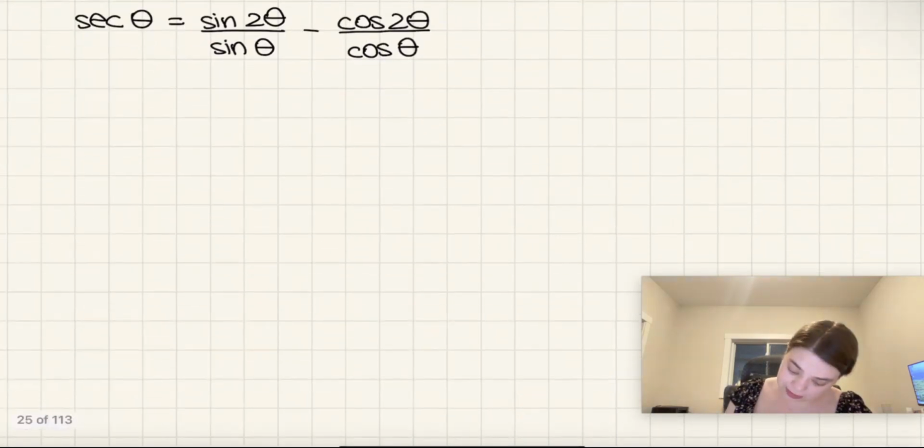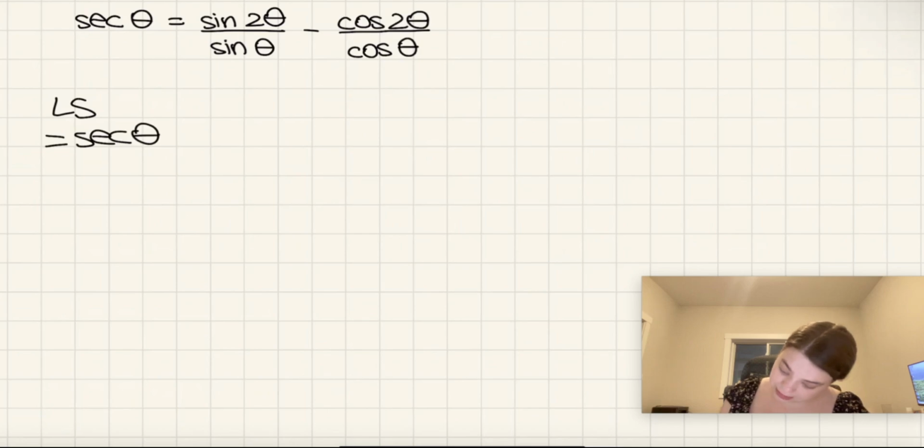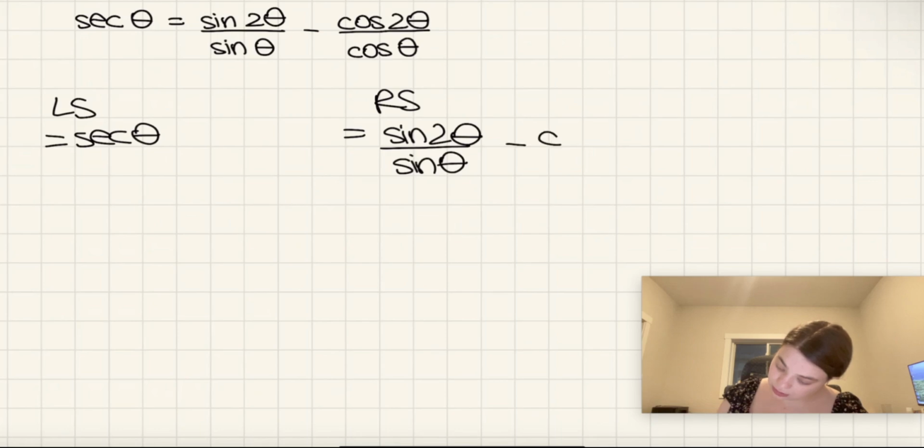Next, I'm going to rewrite my question. Left side is secant theta, and my right side, which is mostly what we'll be working on today, is sine 2 theta over sine theta minus cos 2 theta over cos theta.